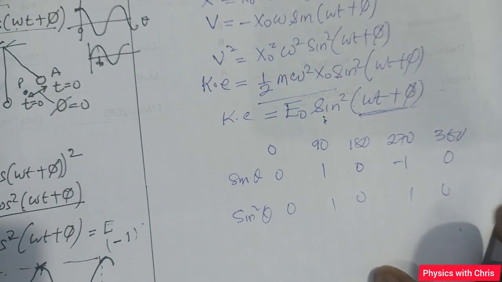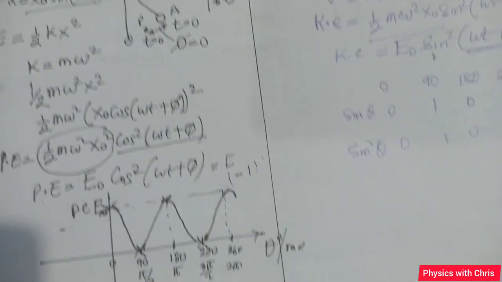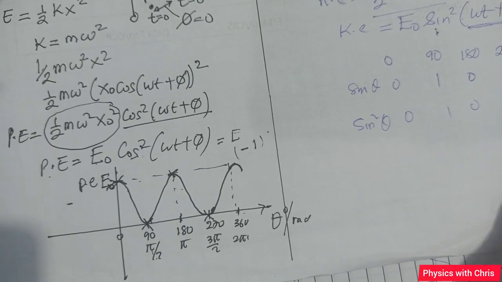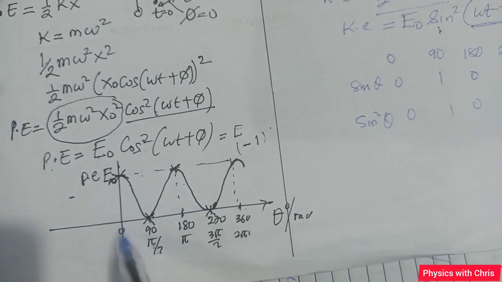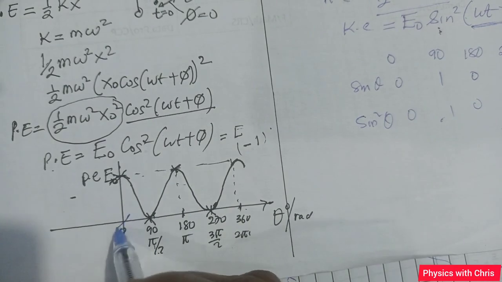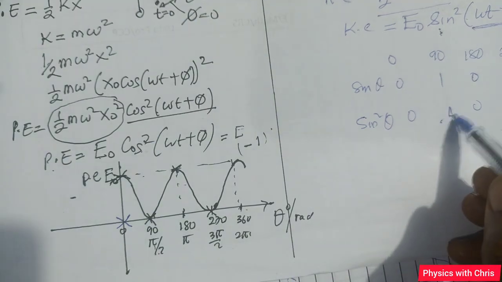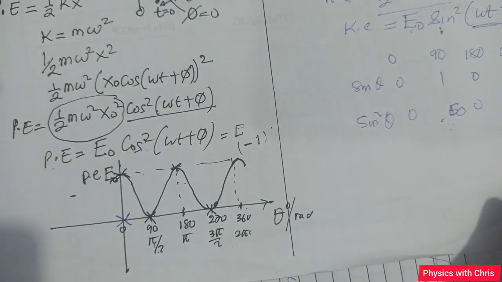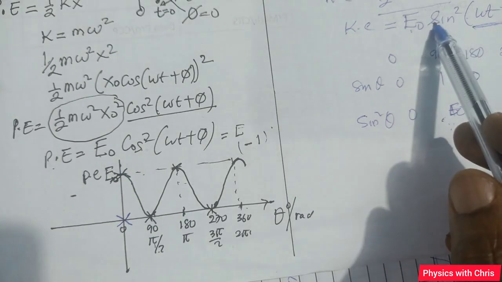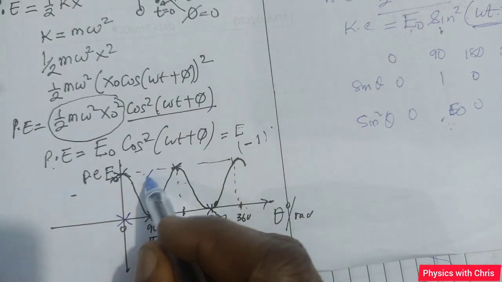I want to draw the same graph on the same axis that I used to plot the variation of my potential energy with the angular displacement. When theta is 0, this is also 0, so it starts here. When it is 90, the value is 1 times E naught, because E naught times 1 gives me E naught. So where I have 1, I can put my maximum total energy, E naught. So I mark this point for 90 degrees.